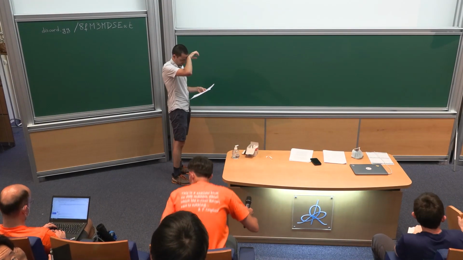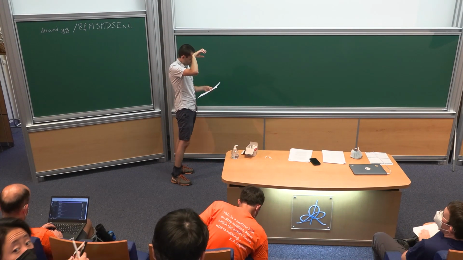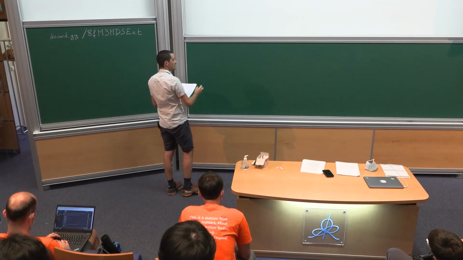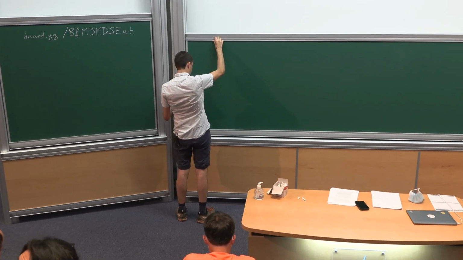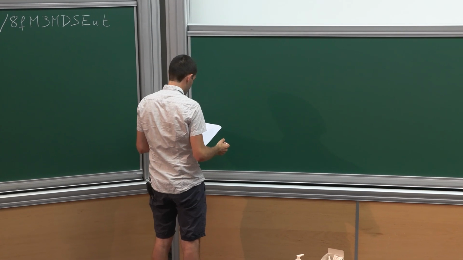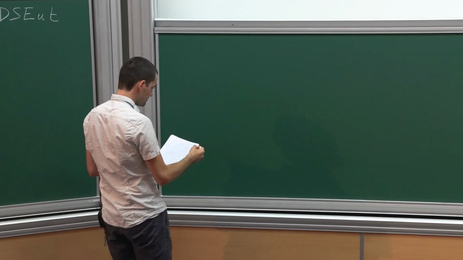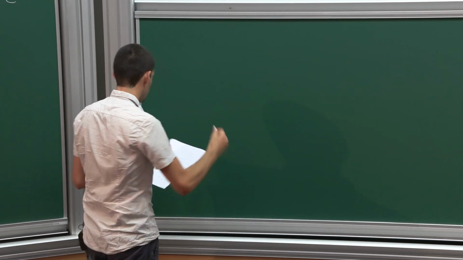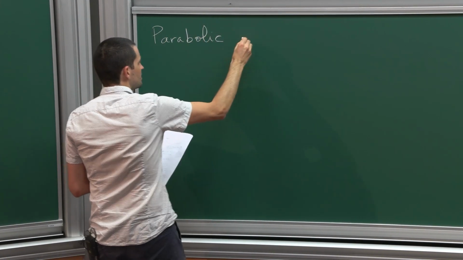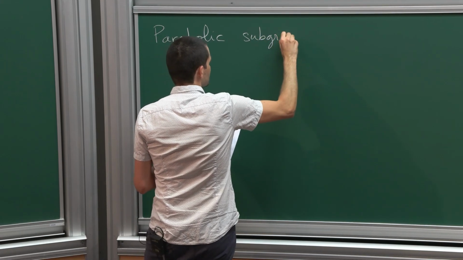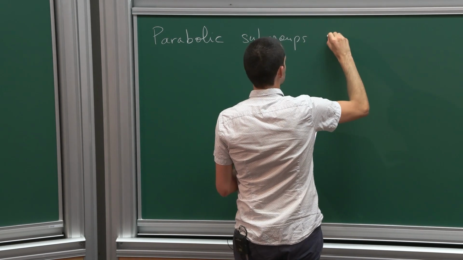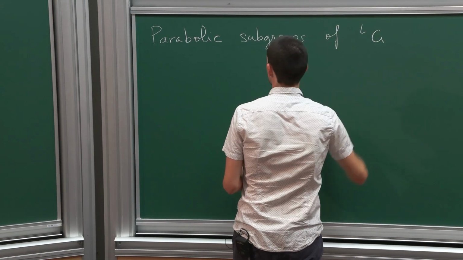Thanks. So, yeah, we just introduced Langlands dual groups. Yeah, so maybe to make the parallel with the reductions that we have for smooth representations of reductive groups. Let me remind you about parabolic subgroups of the Langlands dual group.